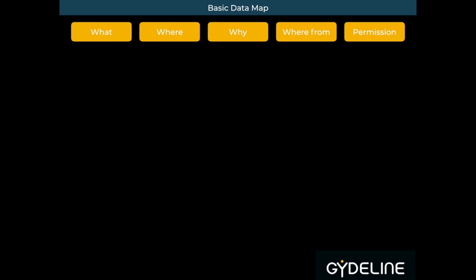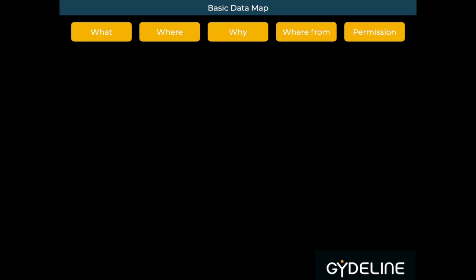So when we talk about basic data mapping, we're looking for a few key pieces of information. Now, the basic data map I'm going to show you is one that we use with all our customers, and it gives them a really simple picture of where they are with the information that they have and use. And we're looking to answer a few key questions.